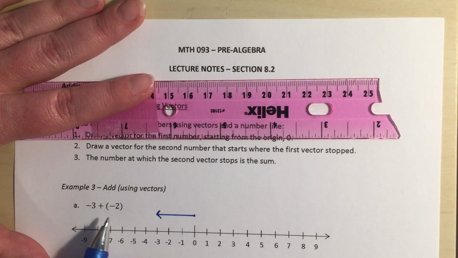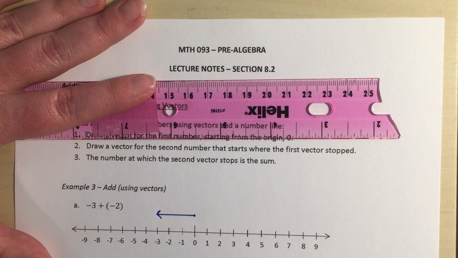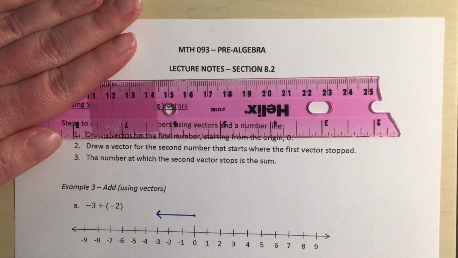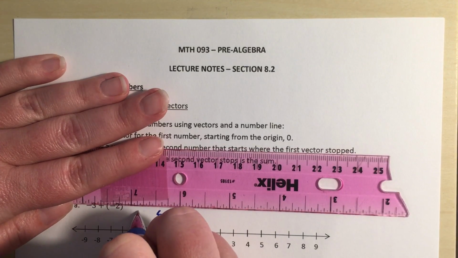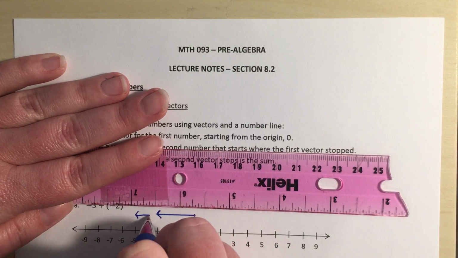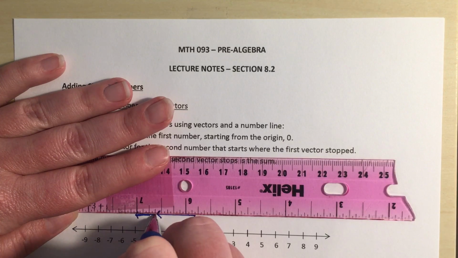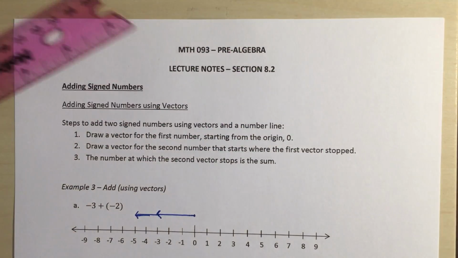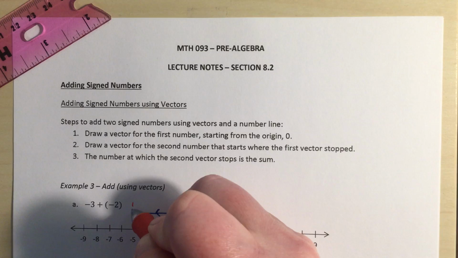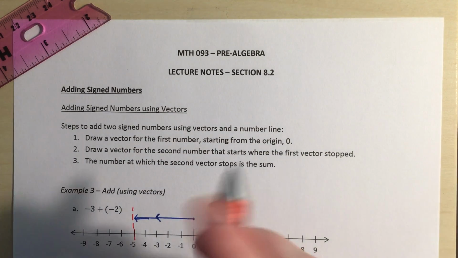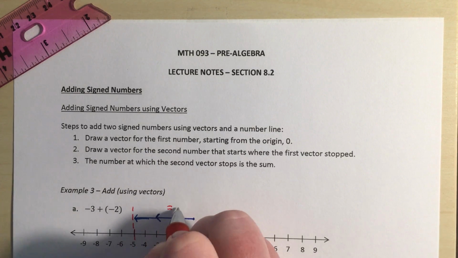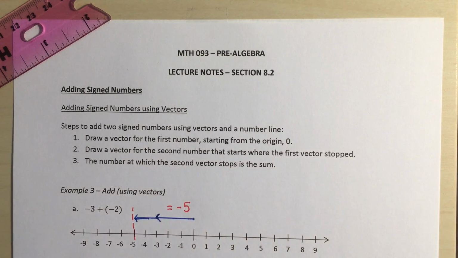Now this plus -2 means I'm going to continue going to the left, 2 more spaces. So as we count 2 more spaces, we're going to end at this -5. So -3 plus -2 equals -5.